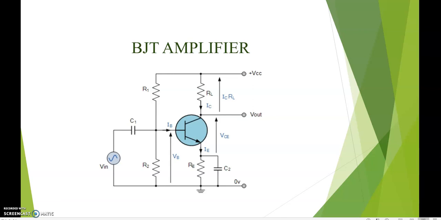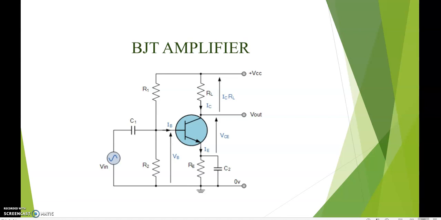BJT amplifier, bipolar junction transistor amplifier. There are three basic single stage BJT amplifier topologies: common emitter, common base, and common collector. Here we are going to analyze the frequency response of a BJT amplifier using the common emitter mode. The common emitter is typically used as a voltage amplifier. In the circuit, the base terminal acts as the input and the collector terminal acts as the output, while the emitter terminal is common. The CE amplifier can provide a very high gain.